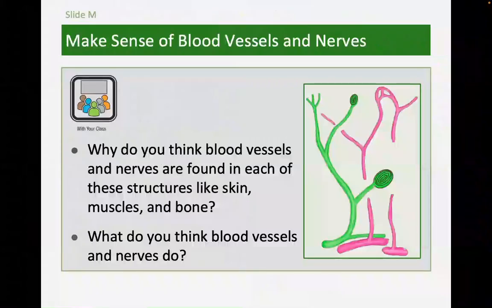And so we come to the end of today's lesson, and our next thing we want to look at is, having found out these things, what do we think blood vessels and nerves, why are they found in the skin, the muscle, and the bone? Like, why would you have them in all three places? What's the purpose? Like, how does the body get helped out because the body is made that way? And what do we think the blood vessels and nerves do? So that'll be what we look at next time.